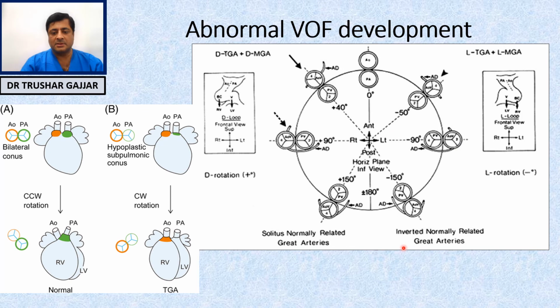Same thing in this picture, what we explained earlier: the embryonic heart tube is straight, first rotation counterclockwise, side by side relationship, and then further counterclockwise rotation gives a normal heart, or clockwise rotation will lead to the formation of dextro malposition of great artery, or DTGA.